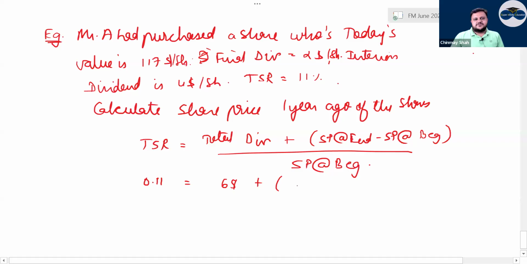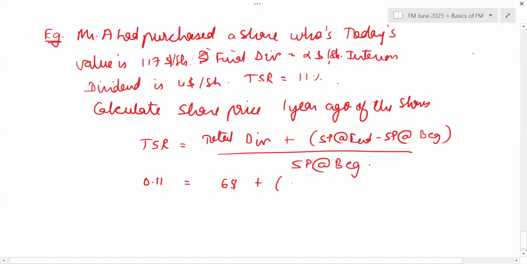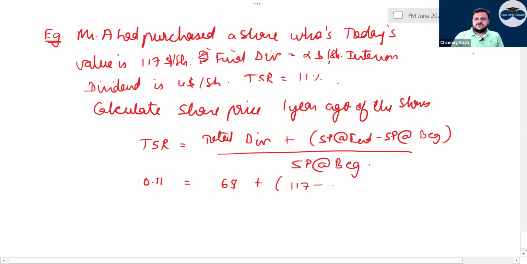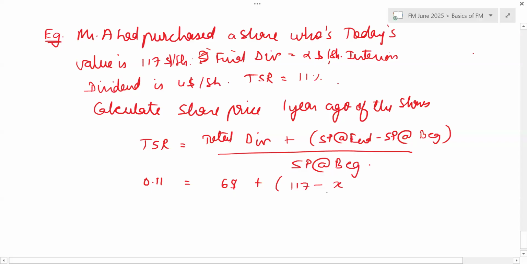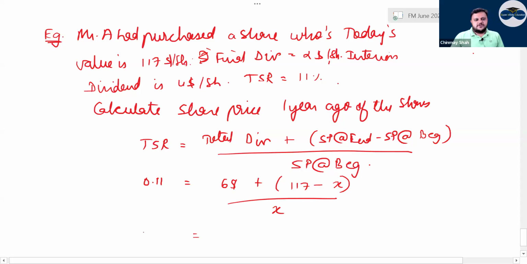Share price at the end is how much? 117, not given. 117 minus what should I do? Share price at the X. Is the beginning given? No, sir. X, the whole divided by X. So your X will go here. So 0.11X is equal to what? 6 plus 117 minus X.